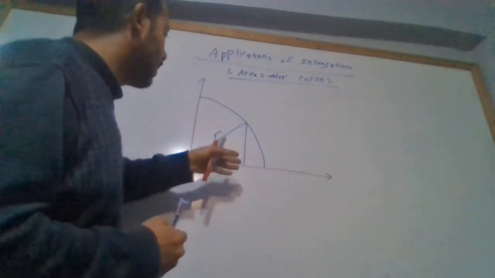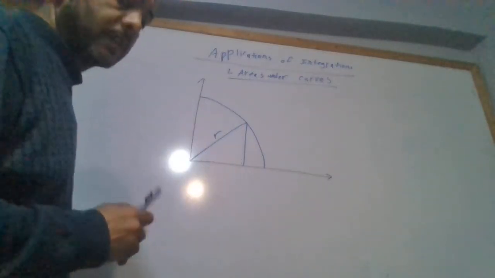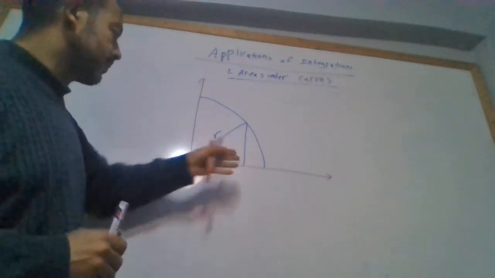Now let's consider a quarter of a circle like this. خلينا نعتبر دلوقتي ربع دايرة زي ده.